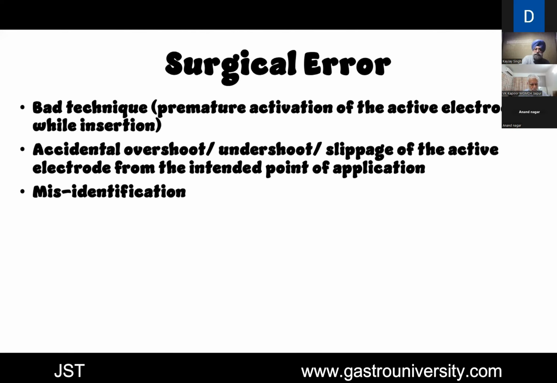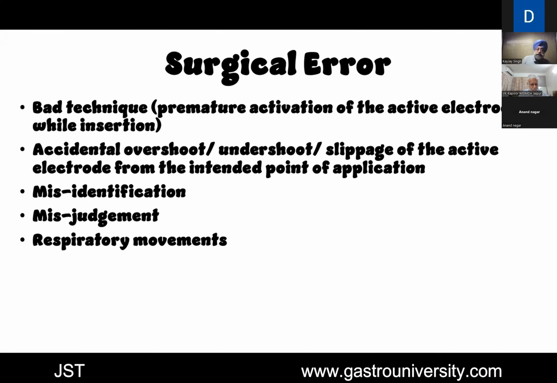Misidentification of a structure is when you think a structure is something, and then you apply the energy over it, but it's something else. Misjudgment frequently happens in laparoscopic cholecystectomy, or with respiratory movements. In the field, a lot of people are doing lap chole under spinal anesthesia, and respiratory movements are a real problem during spinal anesthesia. During GA, we can handle them.